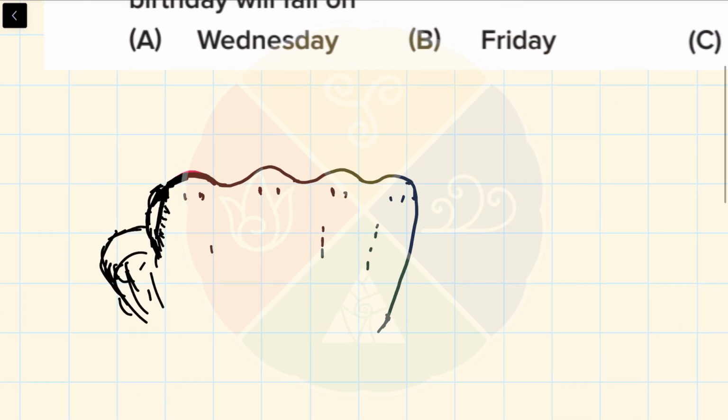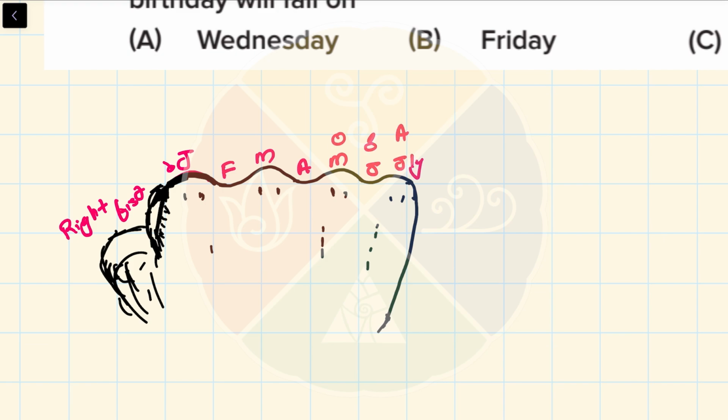That is how to see how many days are there in a month. So let's assume this is your right fist. You have to start counting from here. So this is January, February, March, April, May, June, July, August, September, October, November, December. See, you have to double count from here. After July, don't go to this place.